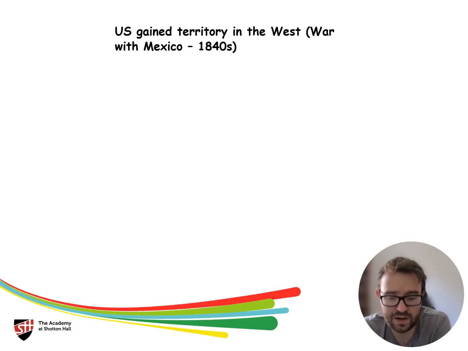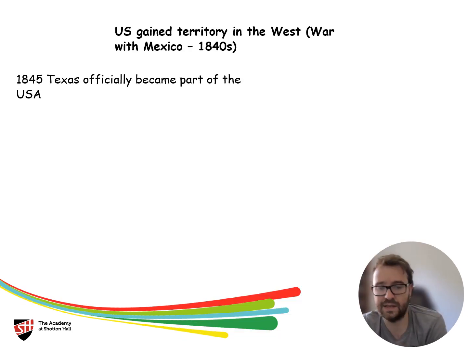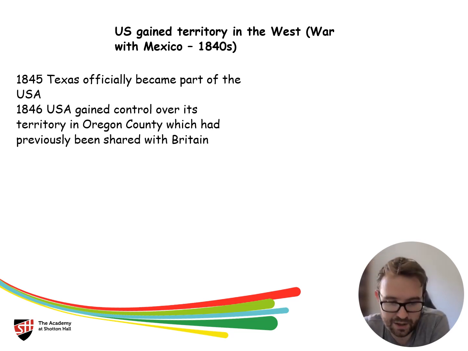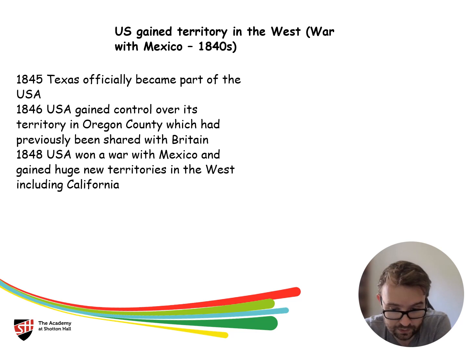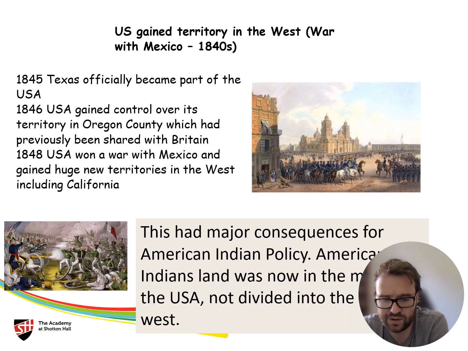And then for me, a really significant one is the US gained territory after their war with Mexico. So in 1845, Texas becomes part of the US, and in 46, US gained control over its territory in Oregon, which had previously been shared with Britain. The US wins this war, and now they gain huge territories.